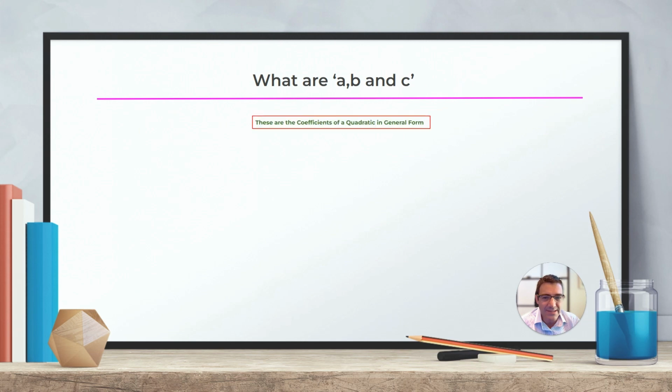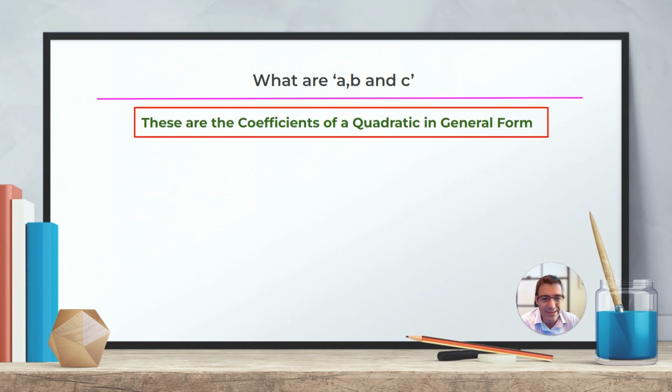What are a, b, and c? These are the coefficients of a quadratic in general form. You'll notice that if you have a quadratic like y equals x squared minus 5x minus 6, the coefficients are the numbers which go in front of x squared, in front of x, and the constant at the end, which is the whole number at the end. So here you have 1x squared, because you still have 1x squared, you don't have 0x squared. You have negative 5x, and the number at the end is negative 6, which is the y-intercept. Your coefficients are a equals 1, b equals negative 5, c equals negative 6. These are the a, b, and c which we use in the formula.